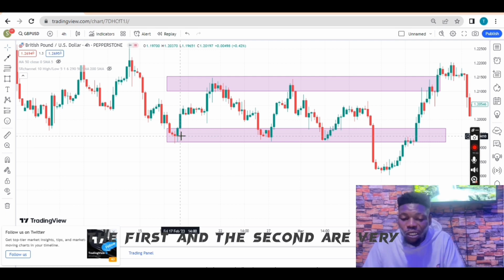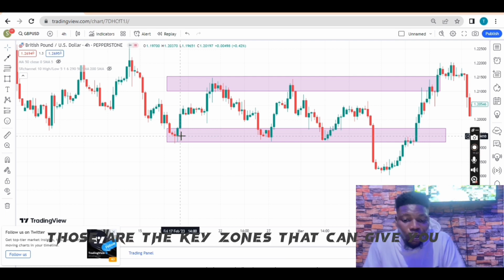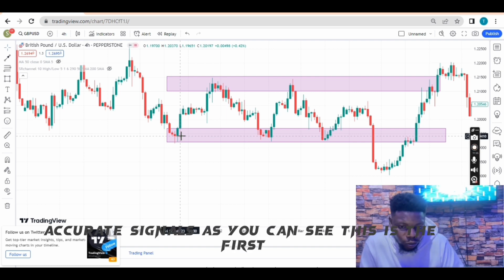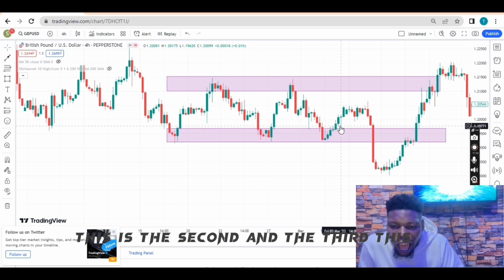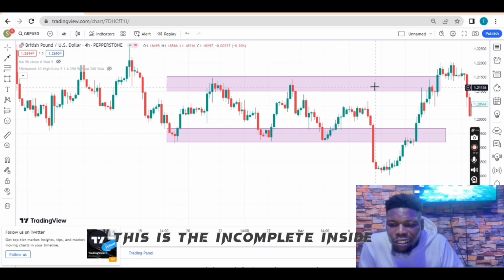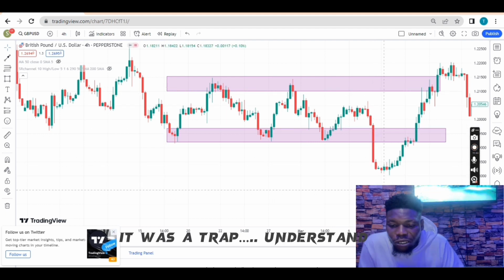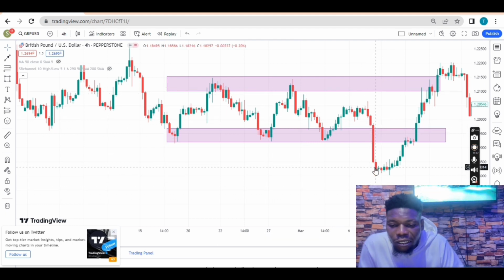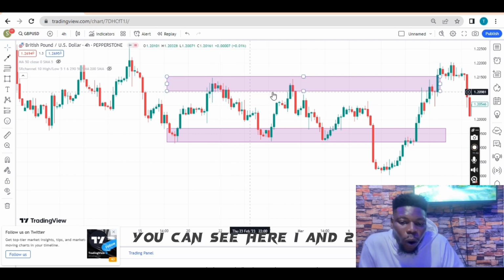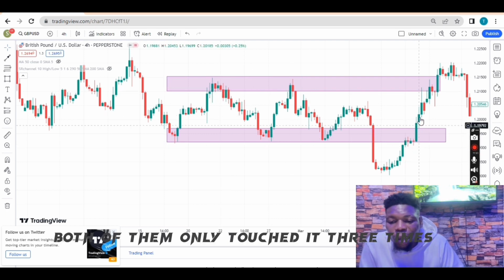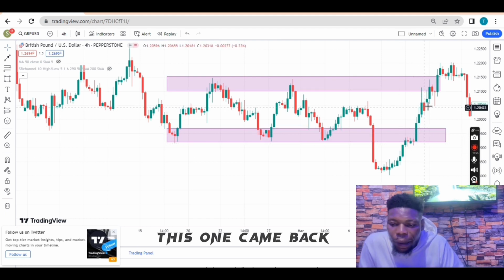But you see, the first and the second touches are very key. Those are the key zones that can give you accurate signals. You can see this is the first, this is the second, and the third. This didn't complete. It was a trap. So you can see here 1 and 2. Both of them only touched it 3 times and completed it. This one came back, and you understand?